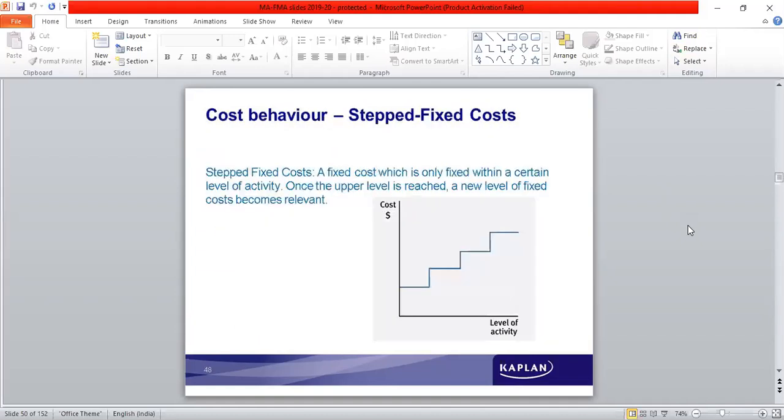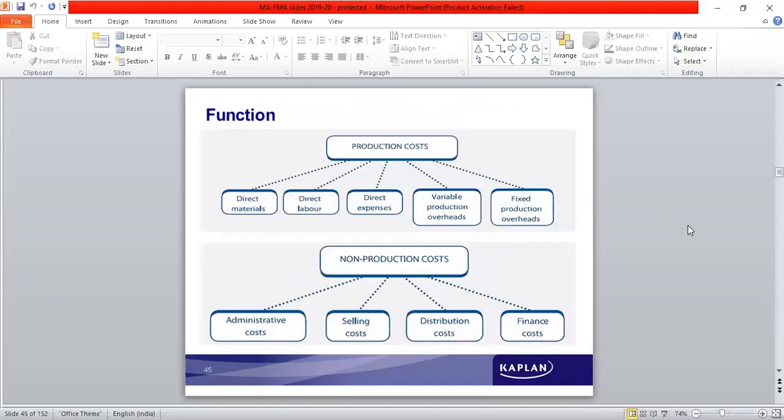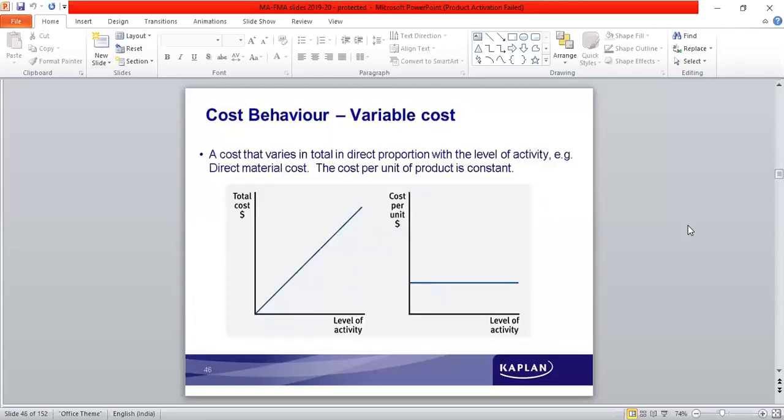So let's see what are these three things: variable cost, fixed cost, and semi-variable cost. First one, variable cost is a cost which varies proportionately with the output. Whenever the output changes, this cost also changes. The variable cost also changes.